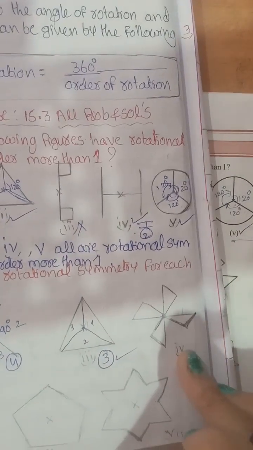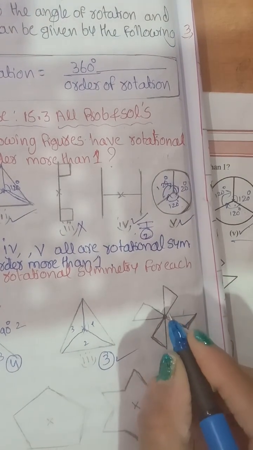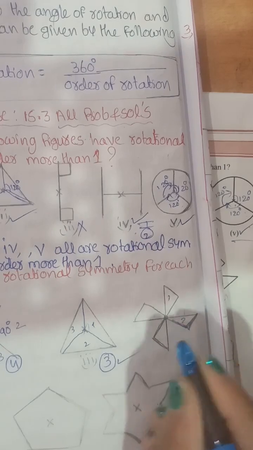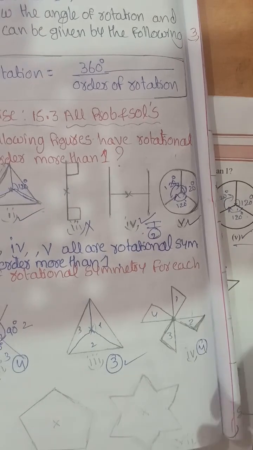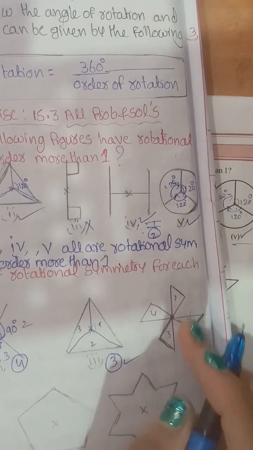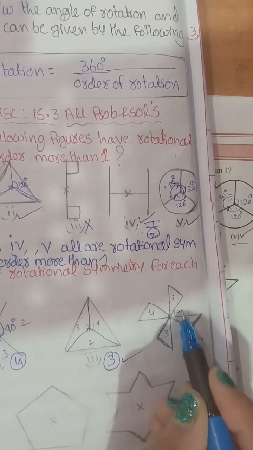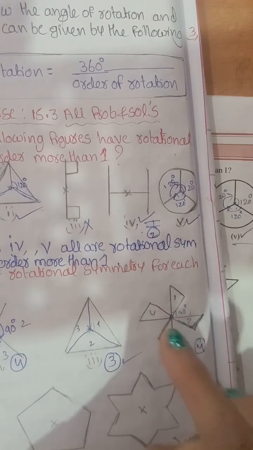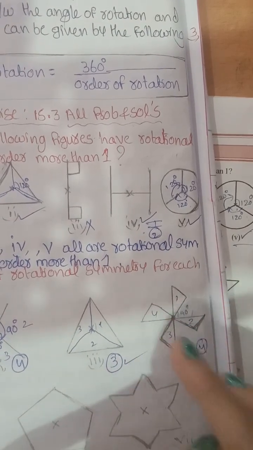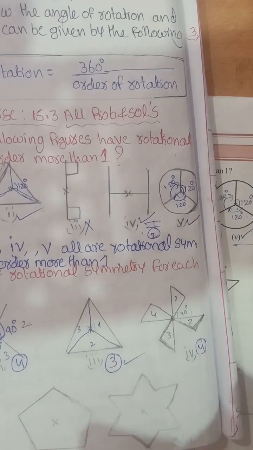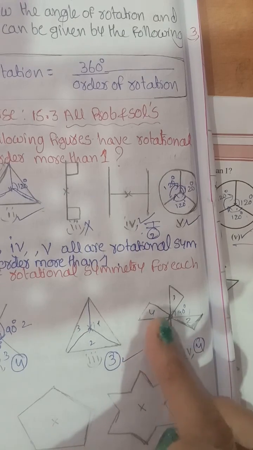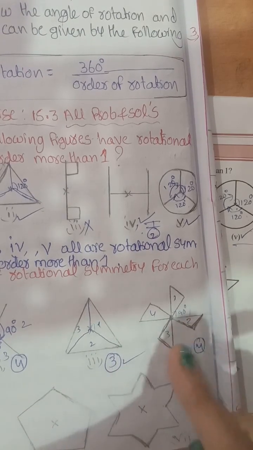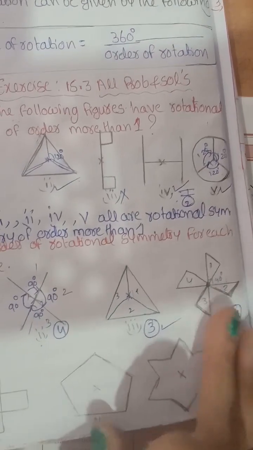And next one is the fourth figure. Fourth figure is also through 90 degrees only. So that's why 1, 2, 3, 4. So that's why the order is 4 only. Every time it is 90 degrees, we will get the same position, so all are the same only. And if it's a regular polygon, all sides are equal, and here if it's rotated by 90 degrees, there are 4 positions where we will get the same position. So the order is 4 only.